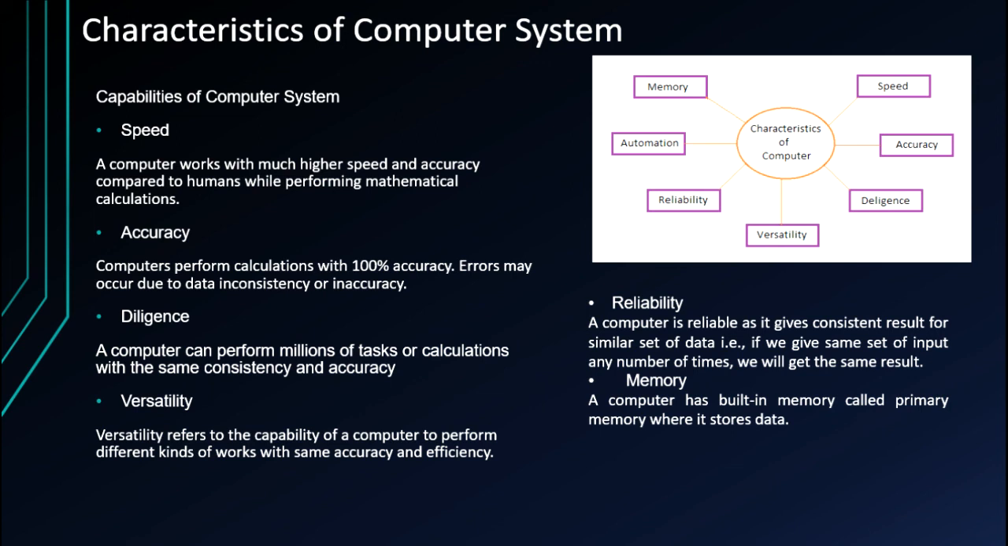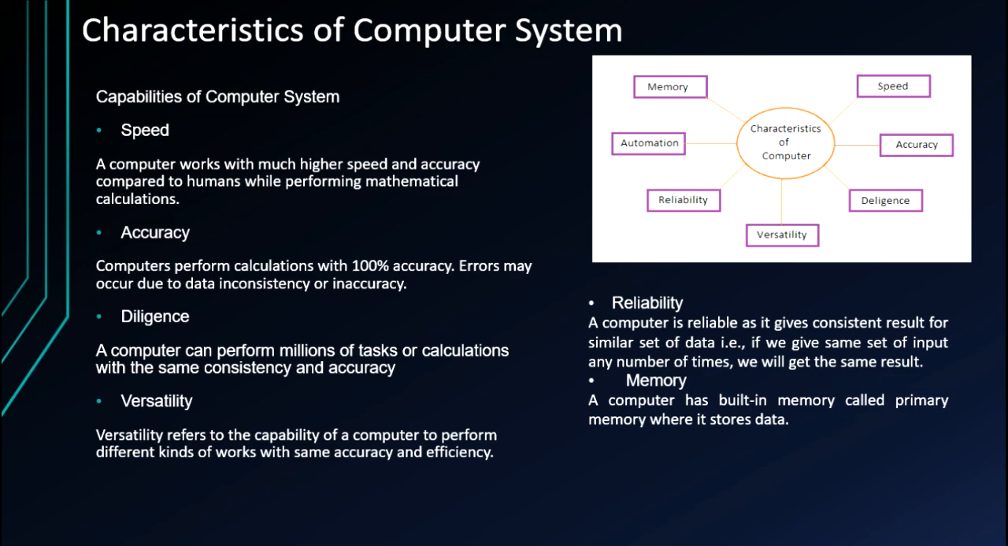Next is that our computer is also reliable. Okay, so a computer is reliable as it gives consistent results for a similar set of data. Okay, so para reho ang mga data gina perform na gid. If we give the same set of input any number of times, we will get the same result. Okay, so next, or lastly, is our memory. A computer has a built-in memory called primary memory where we store data.